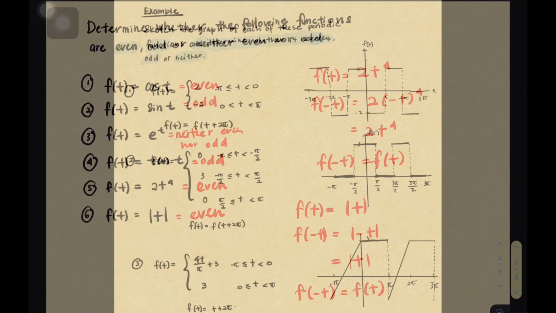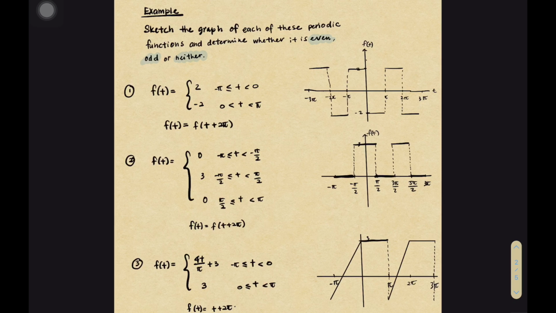Okay guys, so one more method to determine whether our function is even, odd, or neither even nor odd is by sketching a graph. So let's say we have a function, this one called a piecewise function. Given to you, your function f(t) is f(t + 2π). And it's given that when t is from negative π to 0, the value of f(t) is equal to 2. And when t is from 0 to π, your f(t) is equal to negative 2.